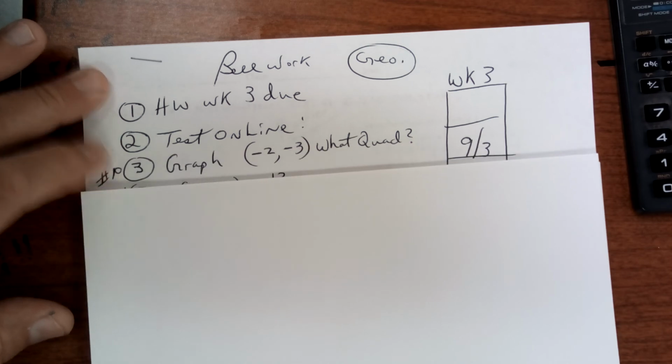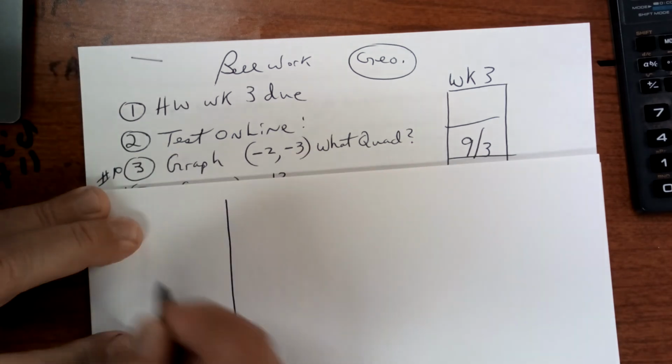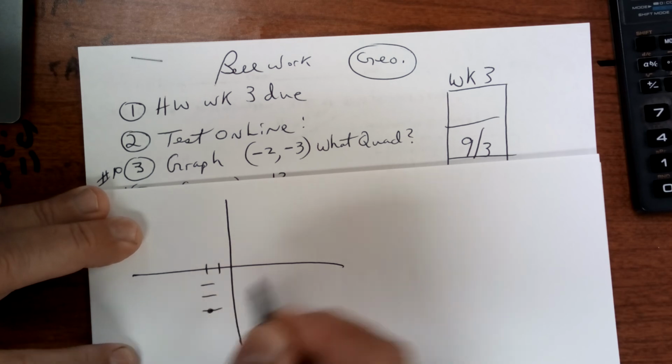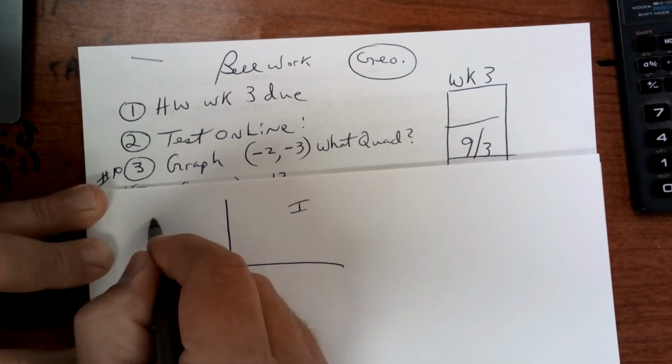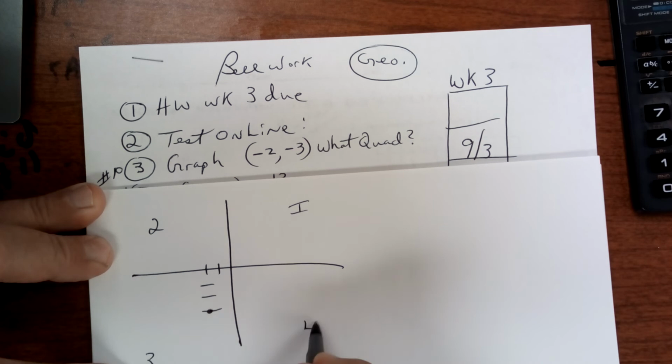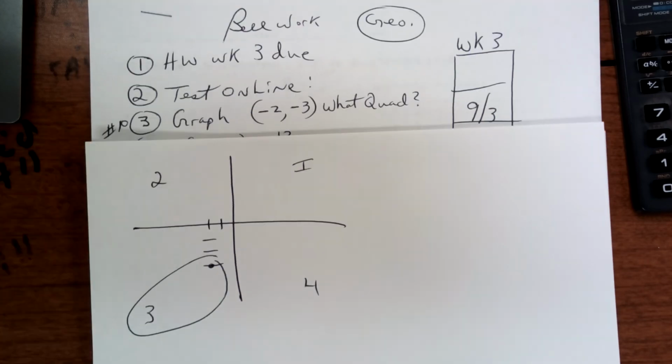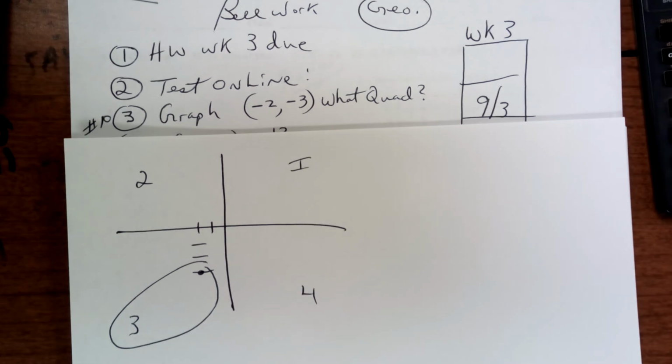Graph this point. Look here. (-2, -3) is in quadrant... 1, 2, 3, 4. It's in quadrant 3. Make sure you know that. Notice that the quadrants go backwards. Make this a little smaller so I have room to work. Wrong way.